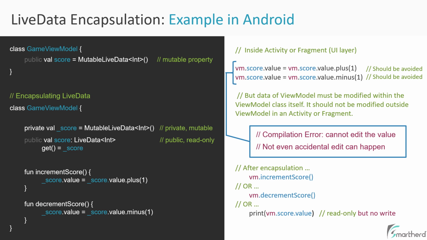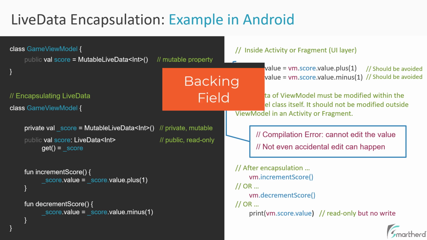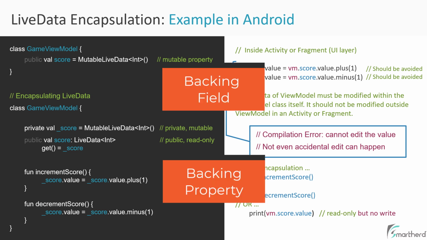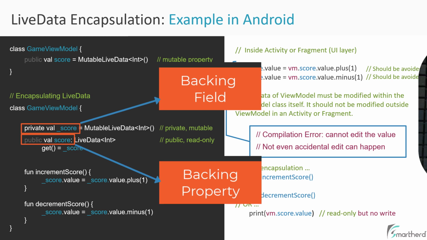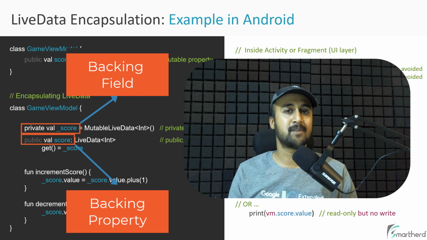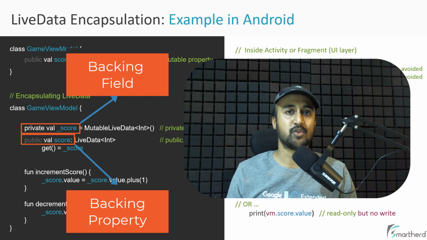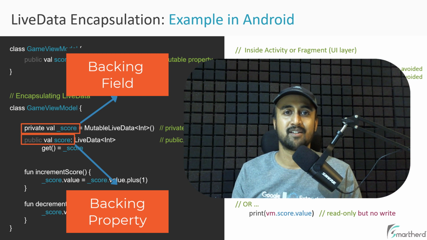Now initially when I started the video, I mentioned two phrases. The first was backing field and second was backing property. Well, this private field in terms of Kotlin is actually known as Kotlin backing field. And this public field is actually known as the backing property in Kotlin. So if you want to know more about these two Kotlin concepts, then I have given the link to these two videos in the description box.